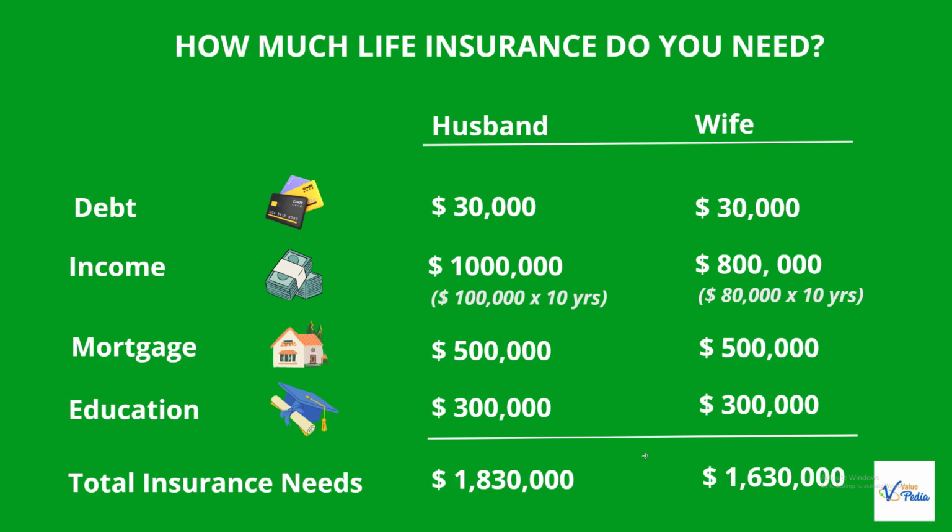That means that if something happened to the breadwinner, the husband can make sure he doesn't leave any burden to the family with the debt. He can make sure there will be food on the table for the wife and the kids. He can also make sure there's a roof on top of the family. And last but not least, even if he's no longer there, he can make sure the kids will still be able to pursue the best education that he had planned before. So that's how you actually calculate how much life insurance you actually need.